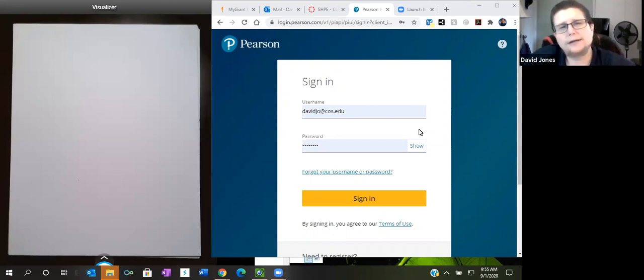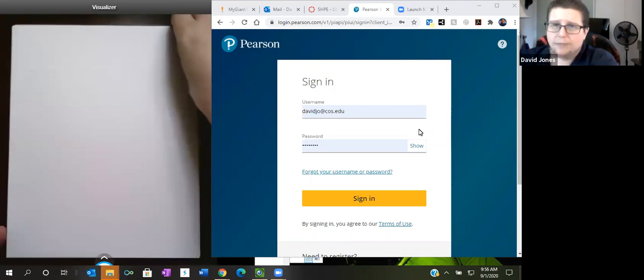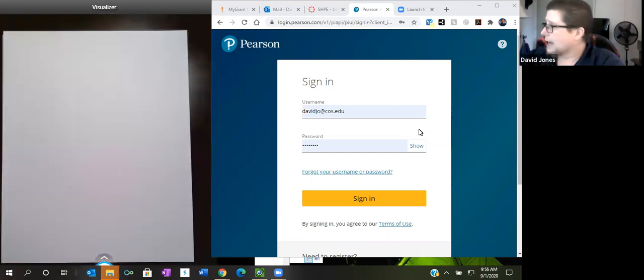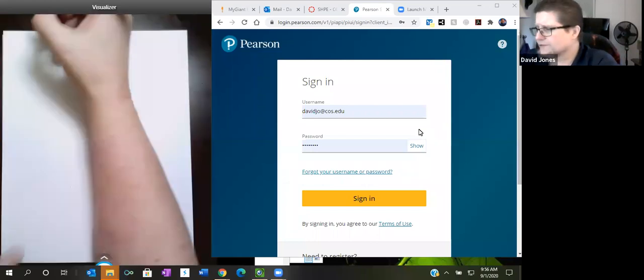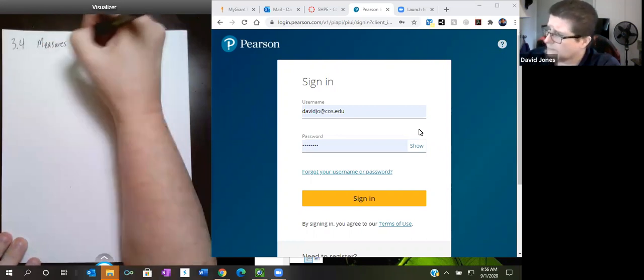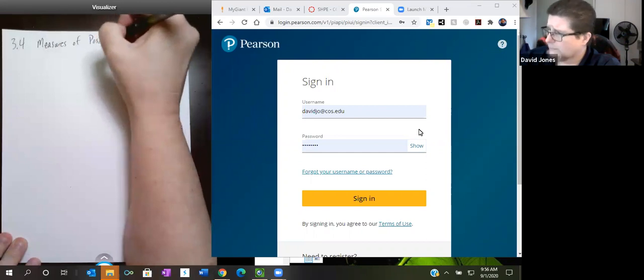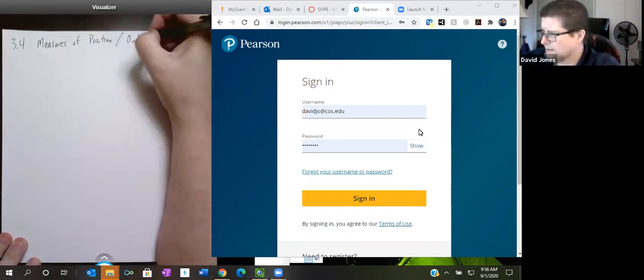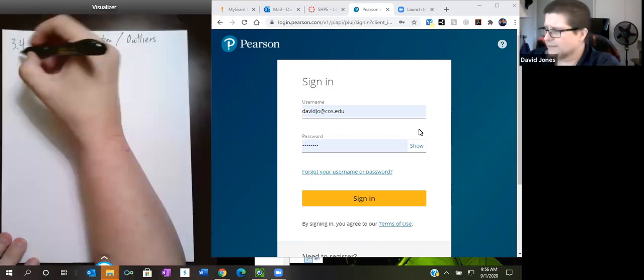This is Math 21, Introduction to Statistics at College of the Sequoias. It might be a different number at your school if you don't attend College of the Sequoias, but this is an introductory stats class. We are still looking at summary statistics. This section we're working on is 3.4, on measures of position and outliers. And it's going to lead us to something called the z-score.